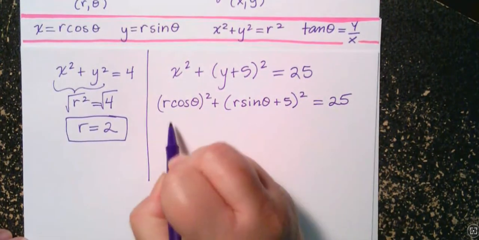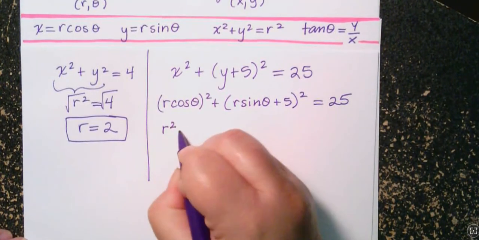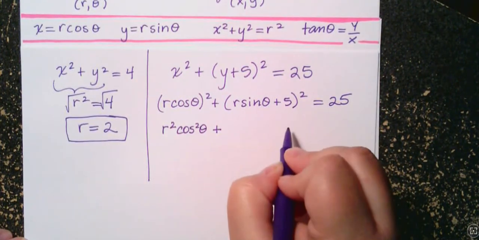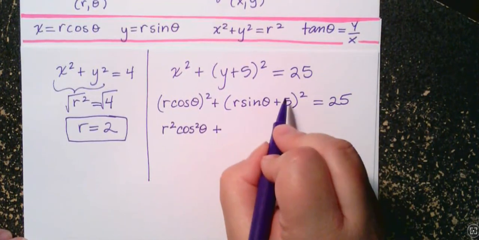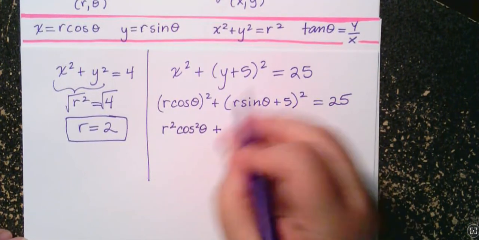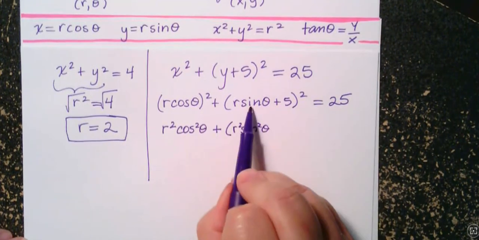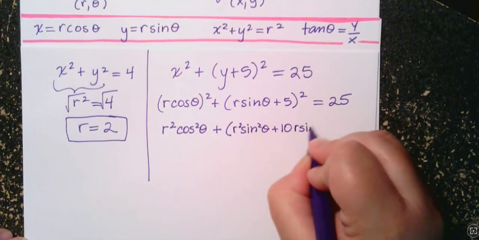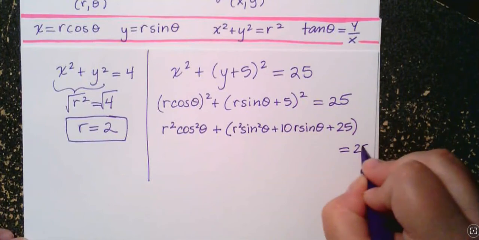So here we have r times cosine theta, and I'm squaring it. That's r squared times cosine squared of theta. Plus, this has to be multiplied out like two binomials being multiplied, which is what it is. It's r sine theta plus 5 times r sine theta plus 5. In other words, you're squaring a binomial, kind of like FOIL. So it's going to give me r squared sine squared theta, that's this one squared, plus 10 times r sine theta, plus 5 times 5, all equals 25.